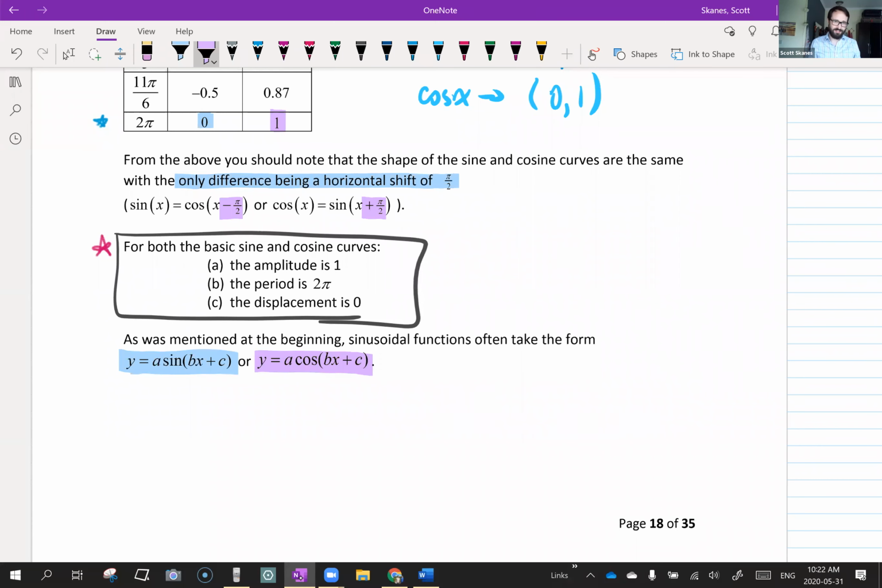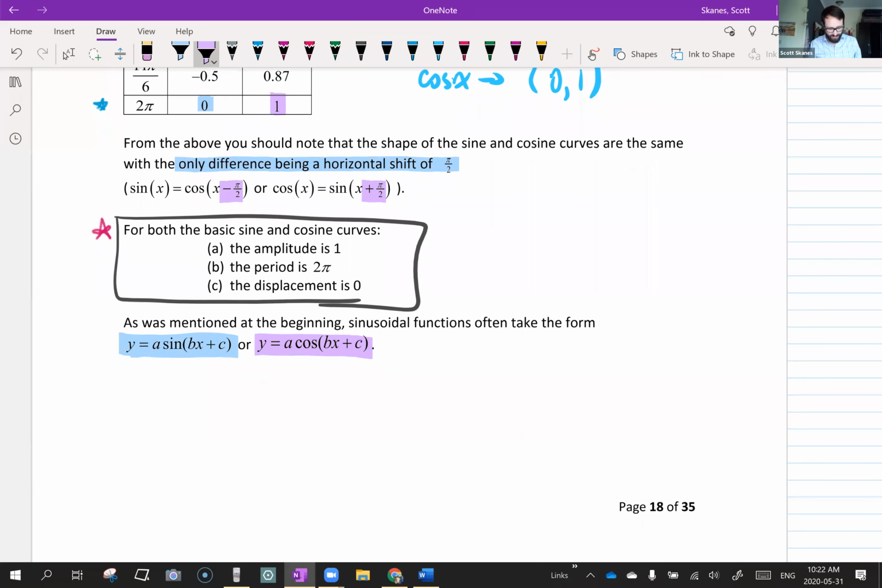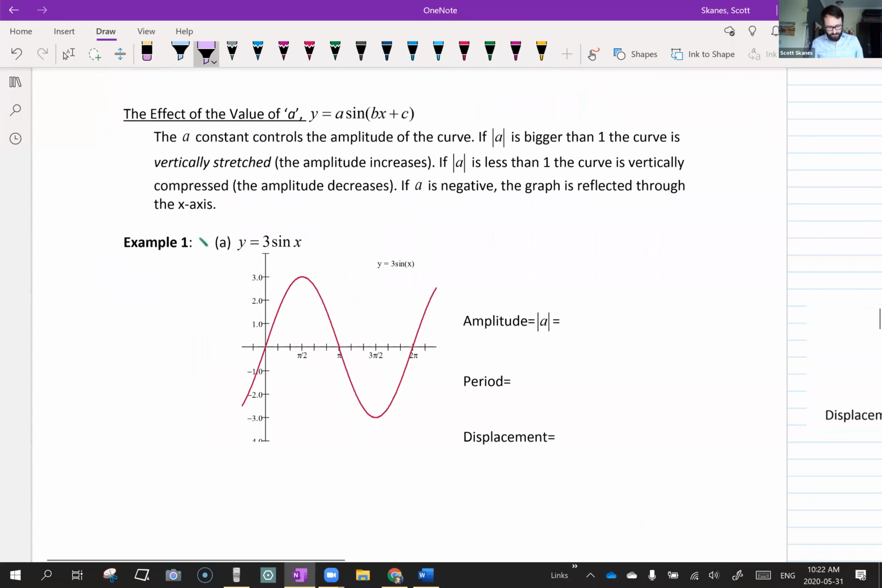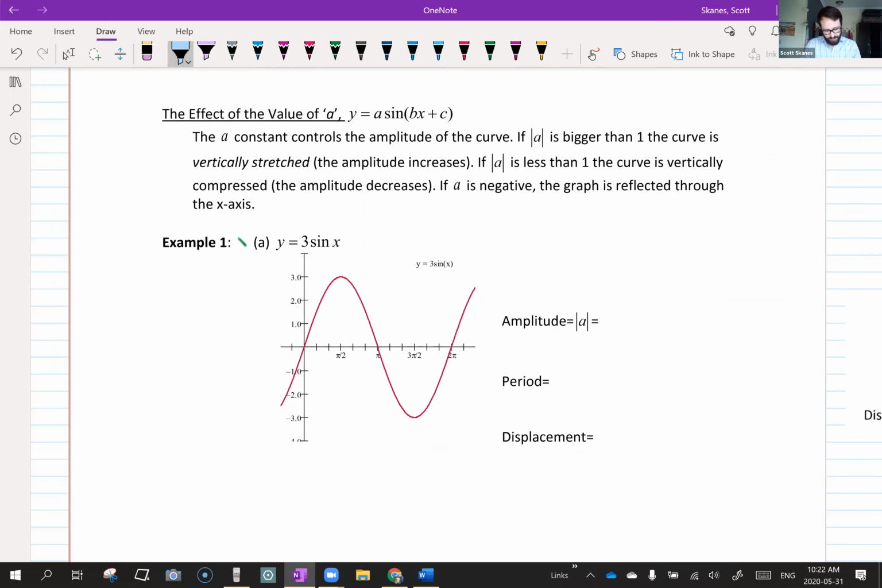The math side of this is actually easier. Hopefully you've been paying attention, but if not, you can wake up now and let's get to some actual math. So the effect of the value of A, that's what this section is about. Really all we're talking about is there's a vertical stretch. So the value of A is this guy.